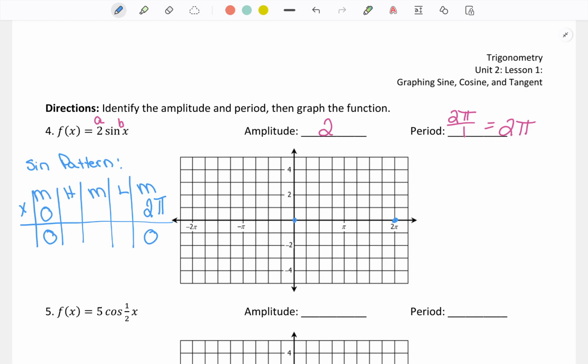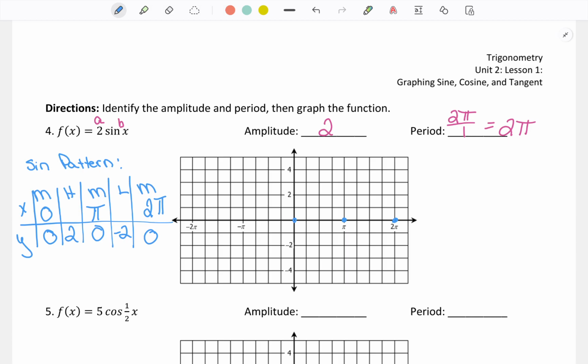Okay, so then to find where we should be for our next middle, we are going to cut 2 pi in half. So half of 2 pi is just pi. So our other middle is at pi. Now for our high, the y value should be 2, and then the low value should be -2. And we are going to be halfway in between 0 and pi.